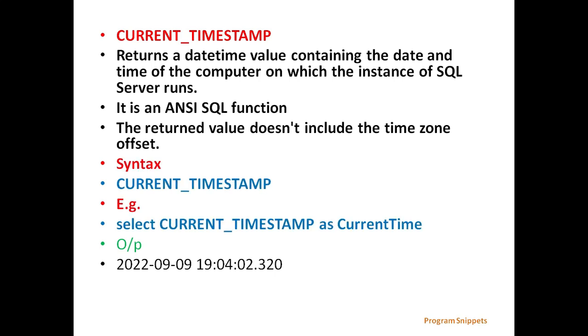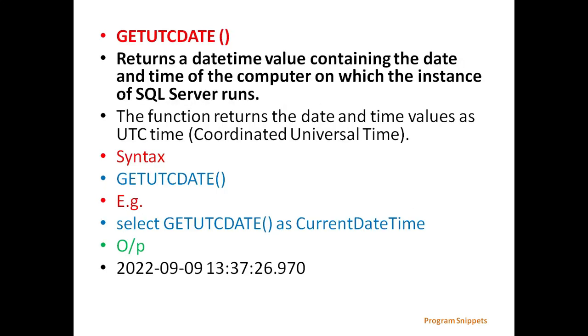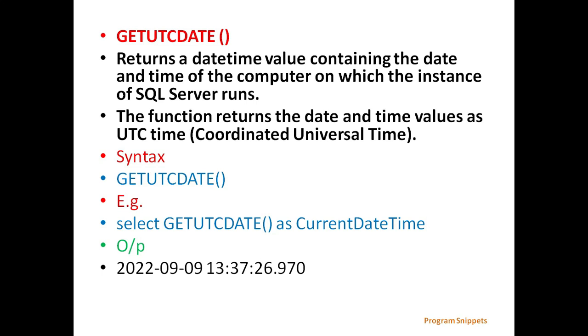For example, if we give the query SELECT CURRENT_TIMESTAMP AS current_time, it will give the output as current date and time. Next is GETUTCDATE. This function returns a datetime value containing the date and time of the computer on which the instance of SQL Server runs. This function returns the date and time values as UTC time, that is Coordinated Universal Time. General syntax is GETUTCDATE. For example, if we give the query SELECT GETUTCDATE AS current_date_and_time, it will give the output with current date and time.